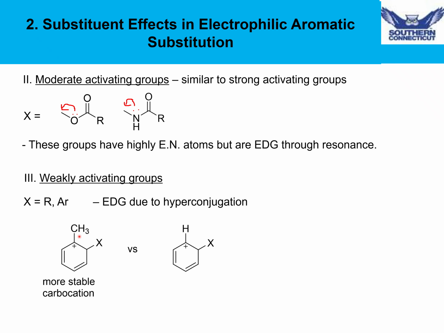Same thing for the lone pair on this nitrogen, which can donate electron density into the ring. Alkyl groups or phenyl groups are considered weakly activating groups, and they do this primarily through hyperconjugation. So when you have a methyl group, for example, in the sigma complex, one of the resonance structures will have a positive charge directly on the same carbon as the substituent, in this case a methyl group. And that will lead to stabilizing that carbocation through hyperconjugation, compared to an example where we don't have that methyl group, instead we have a hydrogen. That would be a less stable carbocation.